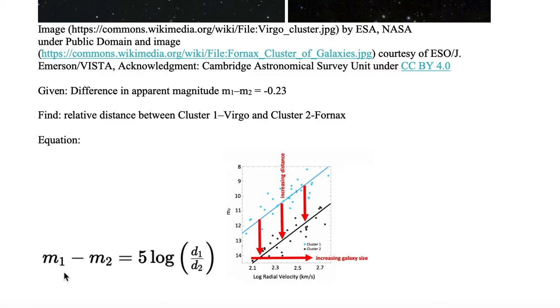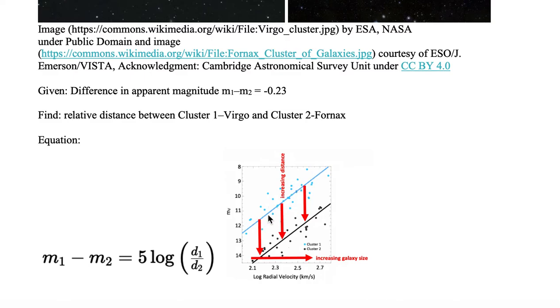So we're given an equation where apparent magnitude of 1 minus the apparent magnitude of 2 is equal to 5 log the distances of the two clusters, D1 divided by D2. Here we're looking at a graph, and on the graph vertical axis we have apparent magnitude, on the horizontal axis we have radial velocity, and we have two sets of clusters of galaxies data on the graph.